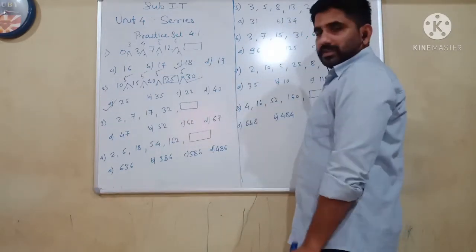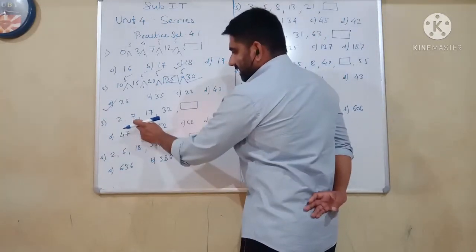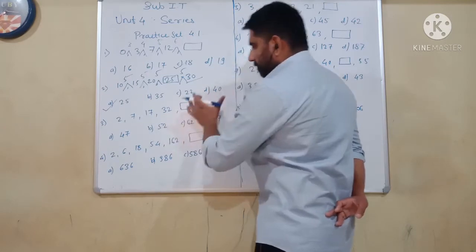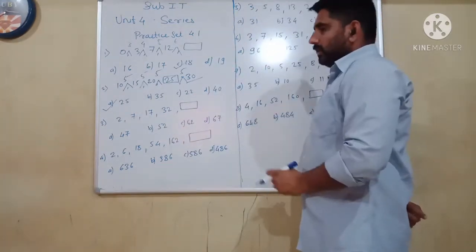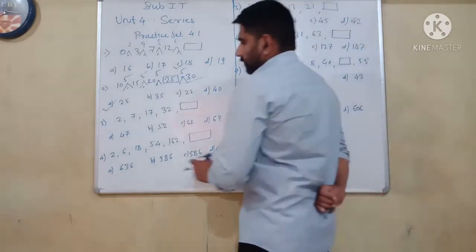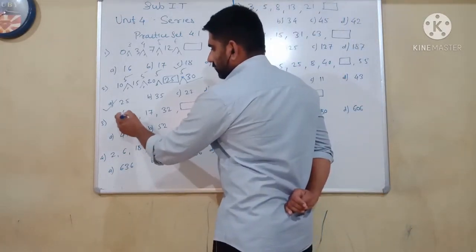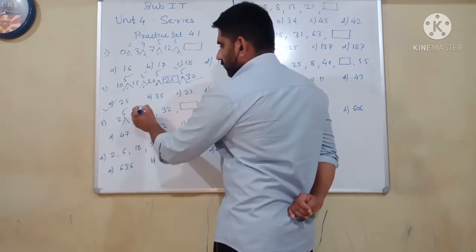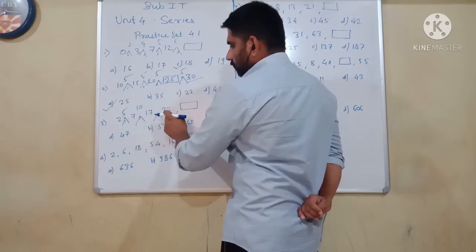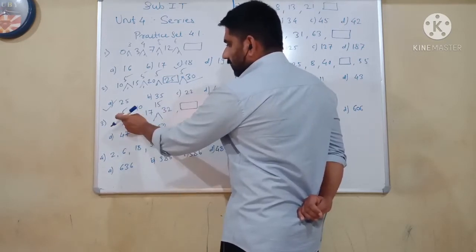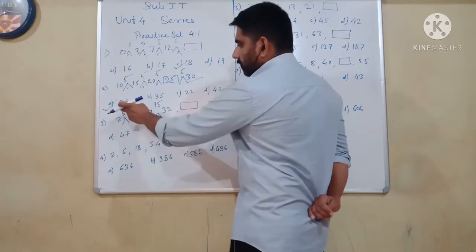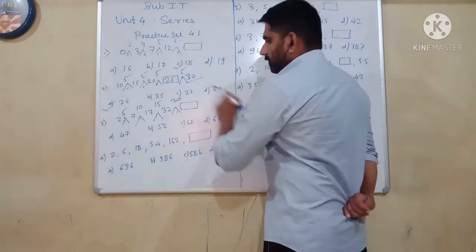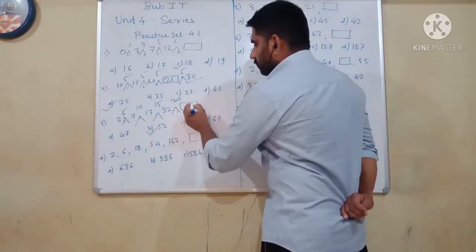Next, question number 3. Here 2, then 7, then 17, then 32, and again a blank box. Now here we have to check how much is 2 to 7, it is a gap of 5. 7 to 17, it is a gap of 10. 17 to 32, how much is the gap? 15. Means the sequence is increasing by 5: 5, 10, 15, and next will be a gap of 20. So 32 plus 20 will be 52, which is the right option.